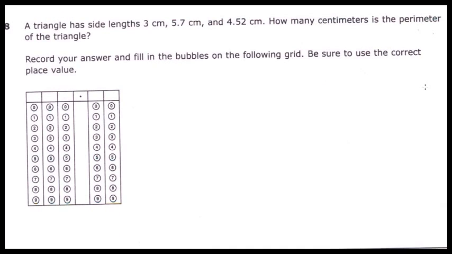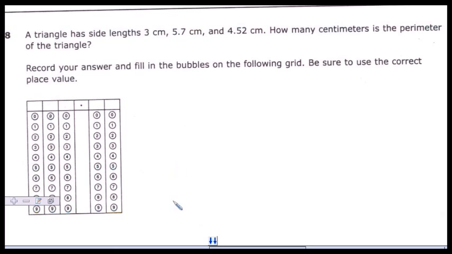A triangle has side lengths 3 centimeters, 5.7 centimeters, 4.52 centimeters. How many centimeters is the perimeter of the triangle? Remember, perimeter is the distance around the triangle. So if you need to, go ahead and draw yourself a triangle and label it as the perimeter. Perimeter equals side 1 plus side 2, and because we have 3 sides, plus side 3.